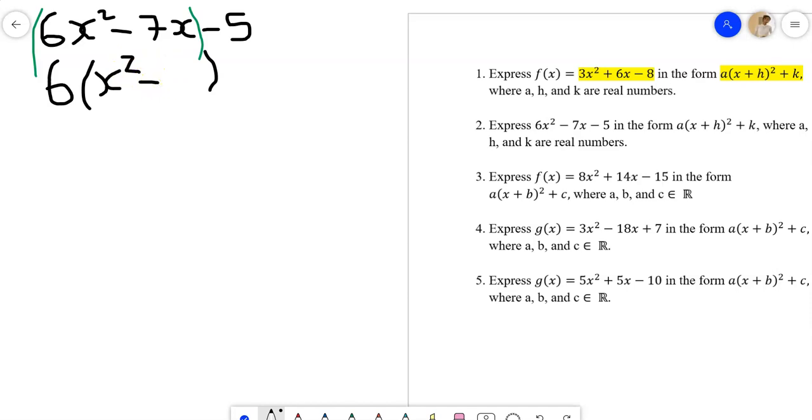7 divided by 6, let's get our calculators. So the calculator said 1.1666. We're going to round it to one decimal place. So that's going to be 1.2. Let me make some space. So 1.2x. And we write back our last term.